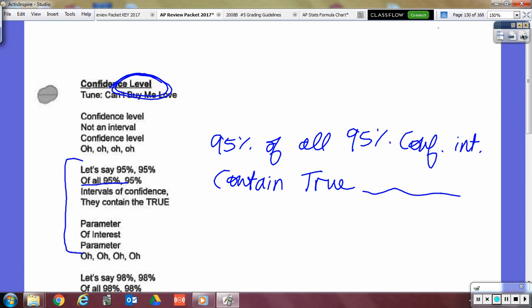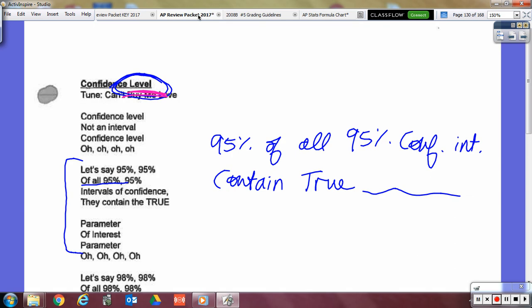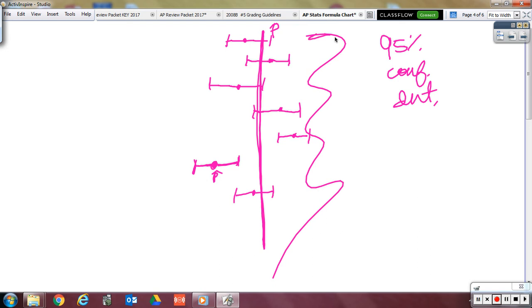Okay, here is the song for confidence level, and that is the one that we just discussed previously, where you say 95% of all of those 95% confidence intervals contain the true parameter. So let's say 95% of all of these confidence intervals, intervals of confidence, contain this true parameter of interest, which is the proportion of water on the globe in this case.